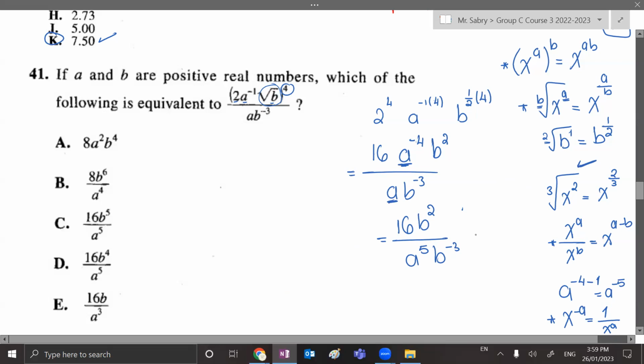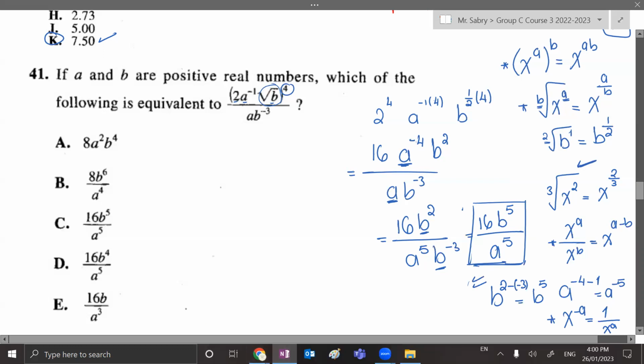Okay. What happens next? The 16 stays as it is. For the b's now, I'll need to divide them and simplify them too. And we said we subtract the power on top minus the one on the bottom. So it actually becomes b to the power of 2 minus negative 3, which means it's b to the power of positive 5. So next to the 16, I'll put b to the power of positive 5. And down, I'll just leave the a to the power of 5 as it is, but the b's are no longer there in the denominator, it's only in the numerator. So this is supposed to be your final answer.